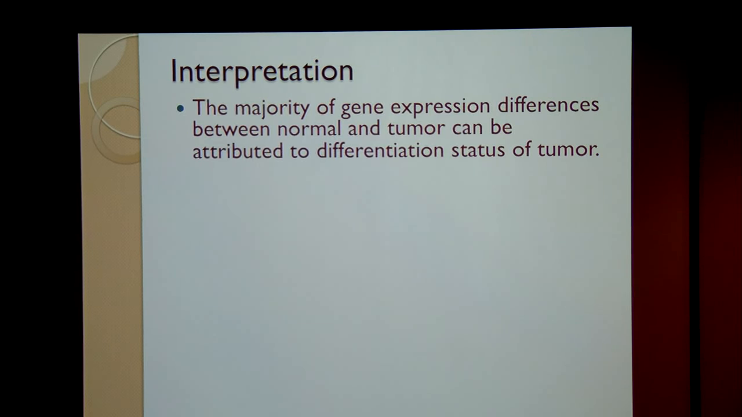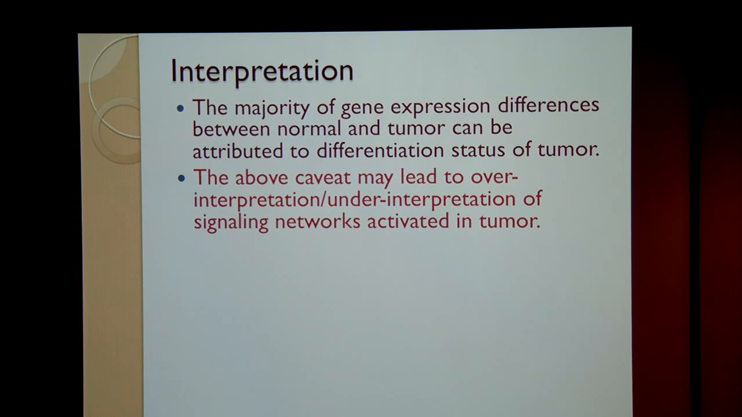So, the interpretation I always said: the majority of the gene expression difference between normal and tumors can be attributed to differentiation status. That's the caveat which is affecting our interpretation of signaling networks. How many of you have used Ingenuity Pathway or any of these, DAVID?